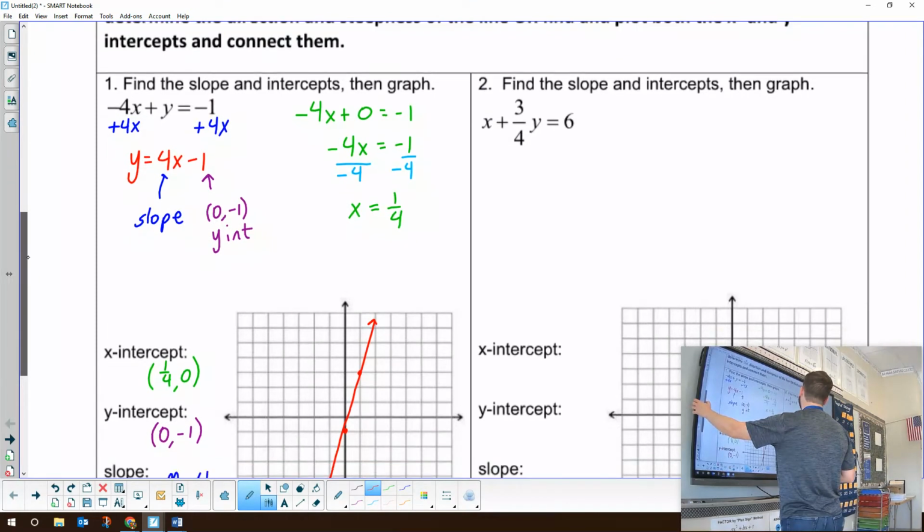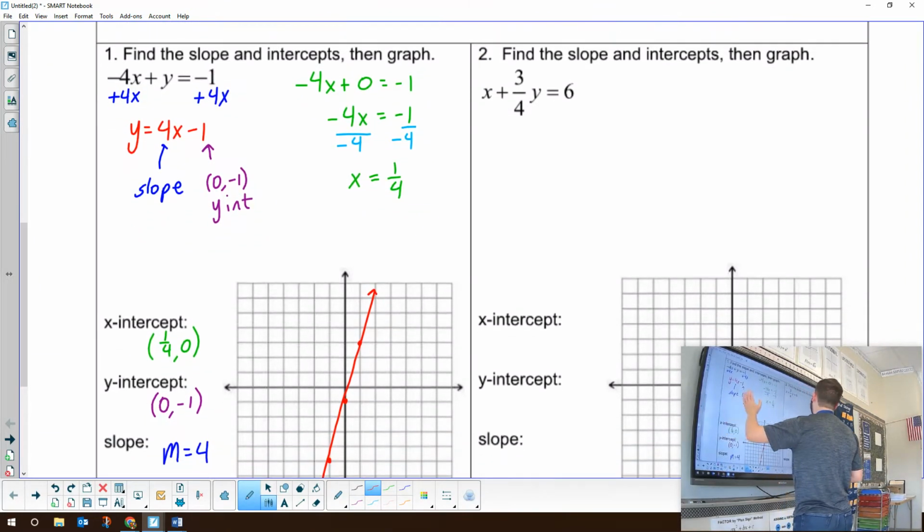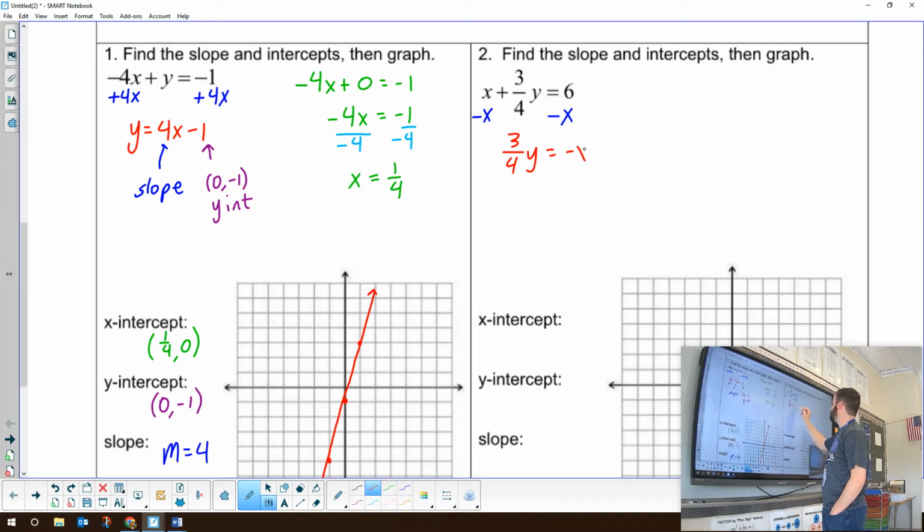So let's take a look at x plus 3/4 y equals 6. So once again, our first step is to get that y by itself. So to do that here, I'm just going to subtract x from both sides. I'm going to end up with 3/4 y equals negative x plus 6. And then I need to clear this fraction out. So to do that, we're going to multiply both sides by 4.